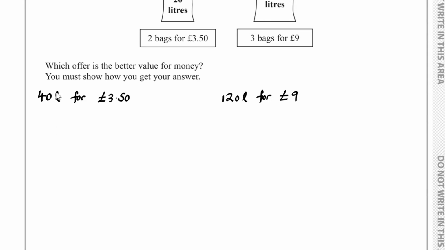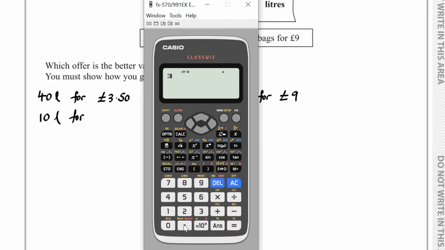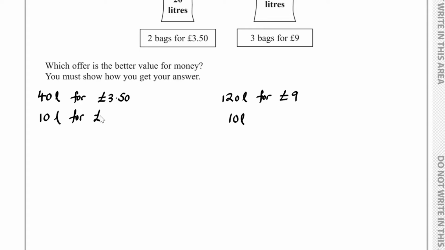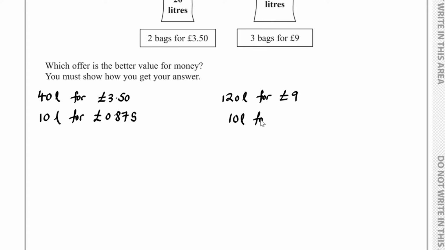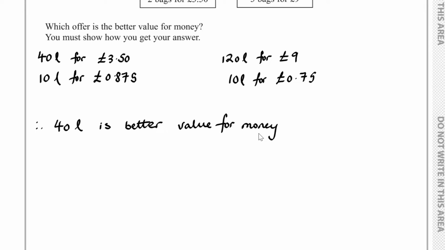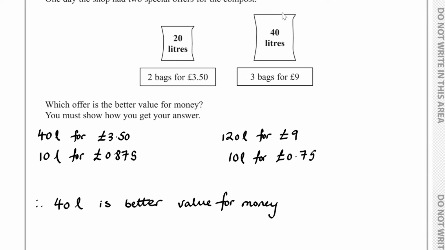And we can find out over here how much it costs for, say, 10 litres. So 350 divided by 4. Let's just work this out. 350 divided by 4, that's 0.875. And 9 divided by 12, that's 0.75. So you can see over here, in conclusion, that the 40 litre bag is better value for money.